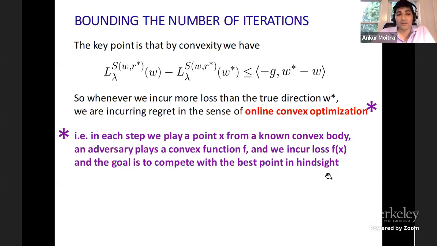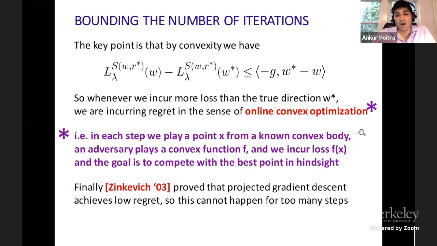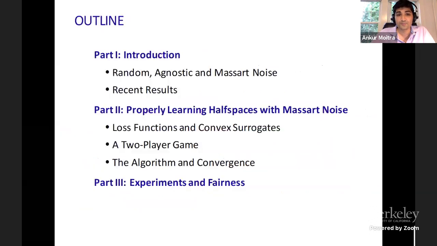So putting it all together, every time this iterative game goes on and the W that we play doesn't work well when the max player responds to us, it means we're doing much worse than we could have. And yet online gradient descent and projected versions of it are known to achieve low regret. So this actually can't happen for too many time steps. And that's how you complete the analysis.